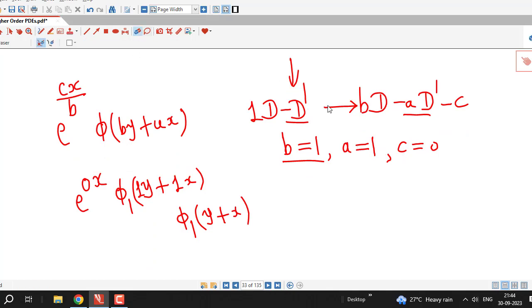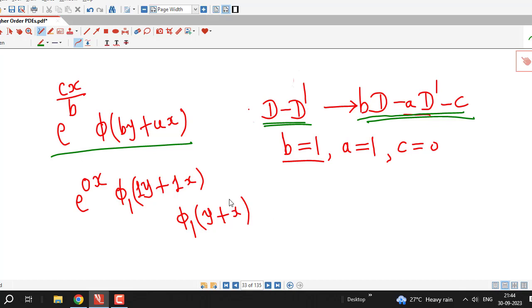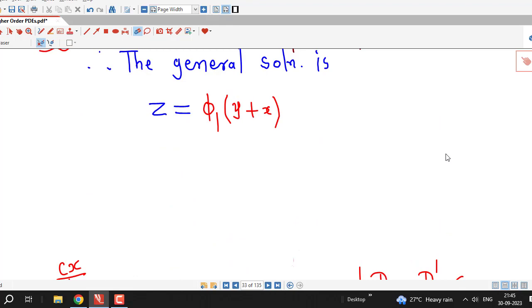So it is very easy. What we have to do is find out the values of a, b, c. For that we compare the given factor with this standard form, and we obtain that b is 1, a is 1 and c is 0, and using this formula we are able to write down this arbitrary function of y plus x. Similarly, now we consider another factor and find out what a, b, c are for that factor.